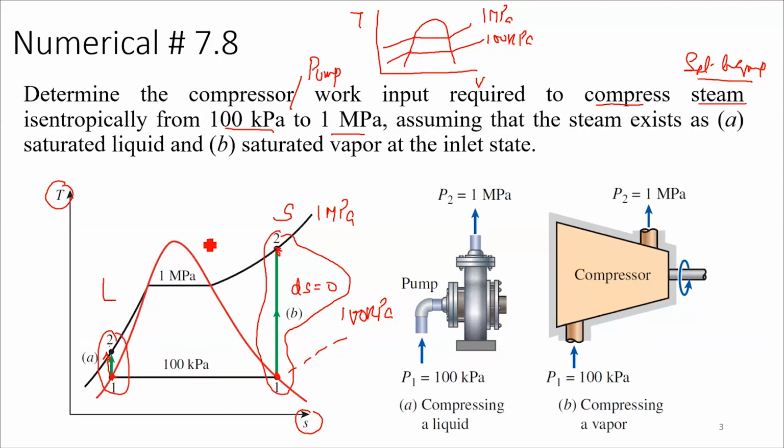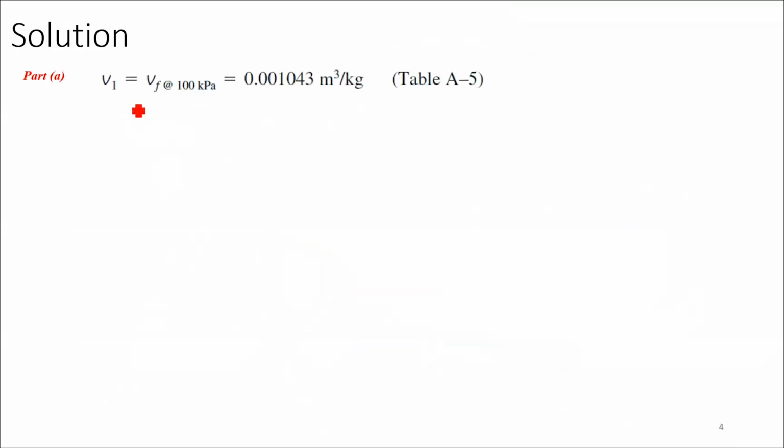In case of liquids, the relationship is the same. You have to find the integral from 1 to 2 of VdP. But in the case of liquids, since dV is approximately equal to 0, you can say that V is constant, and you can find V for state 1 as Vf at 100 kilopascal. So this is for saturated liquid. You'll have to multiply it by the change in pressure.